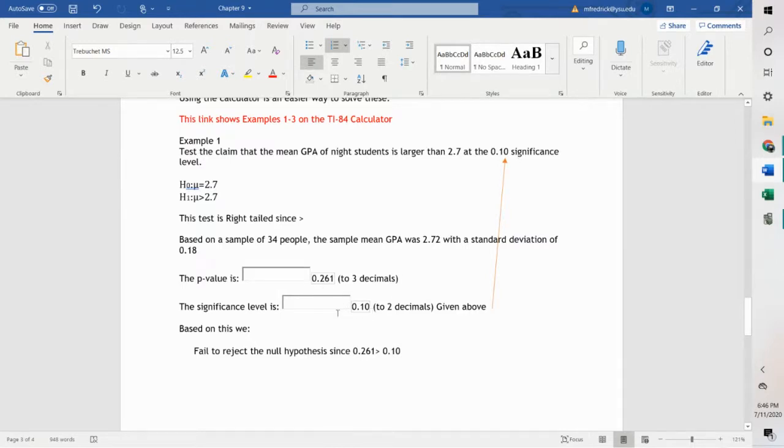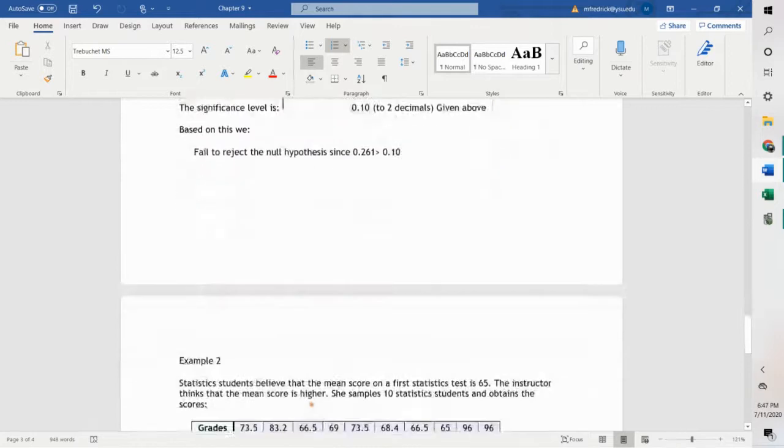This came from here. Now when you're finding whether to reject or not, you want to look at the p-value and see how it compares to this. Since the p-value is greater than the significance level, we do not reject the null hypothesis. If it was less than, we would reject it. Let's try another one.